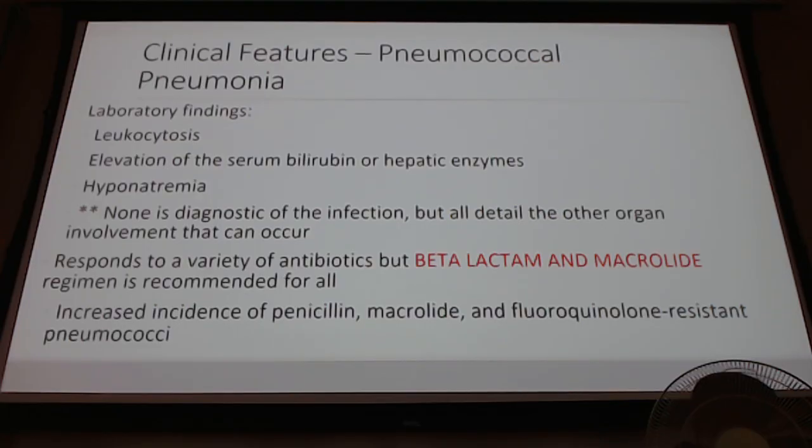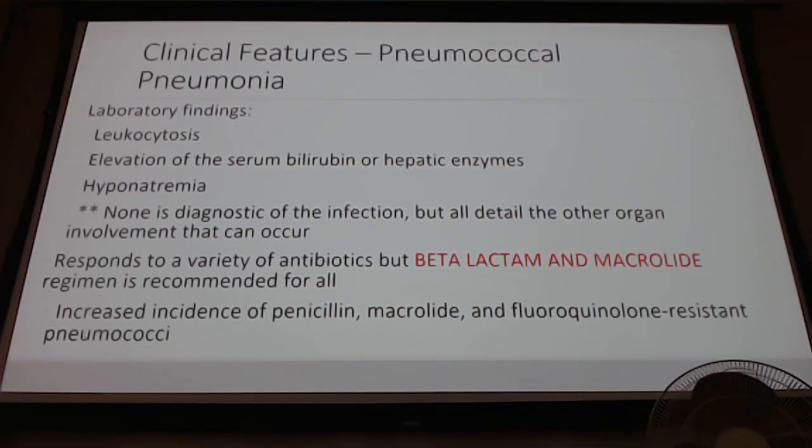But our labs can be helpful. Most commonly, you'll just see a mild to moderate leukocytosis in these patients, but none of them guarantees you a pneumonia. So you have to look at the whole patient, history, presentation, and then we'll use a chest x-ray to help us on this. Most of them can be treated with antibiotics.